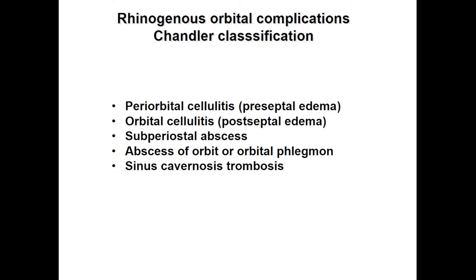More often we use the so-called Chandler classification of rhinogenous orbital complications. Due to this classification, rhinogenous complications are divided into periorbital cellulitis, preseptal edema, orbital cellulitis, postseptal edema, subperiosteal abscess, abscess of orbit and orbital phlegmon, and sinus cavernosus thrombosis. A few slides later, I will explain what septum is mentioned.